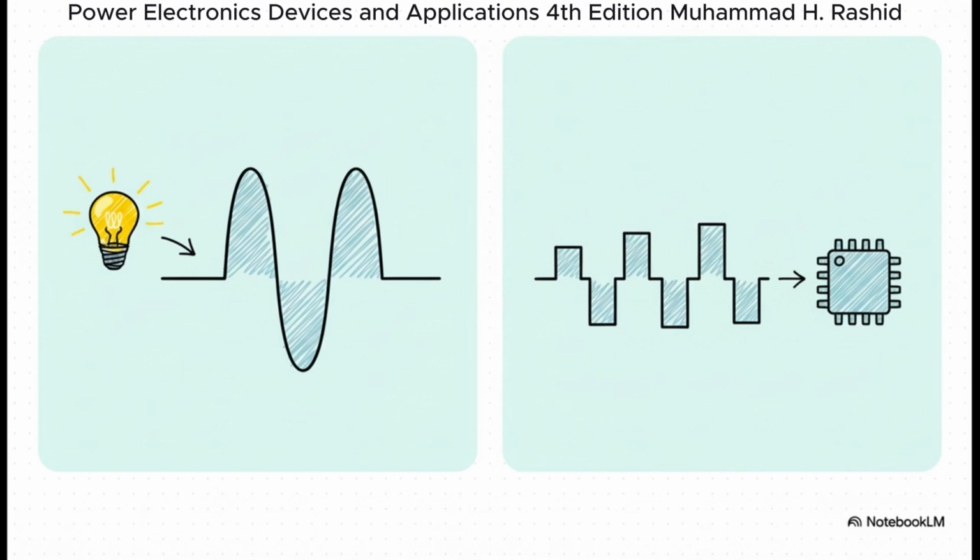This is the absolute workhorse of digital power electronics, and its RMS formula is beautifully simple. Just the peak value times the square root of the duty cycle. You'll see this one everywhere.